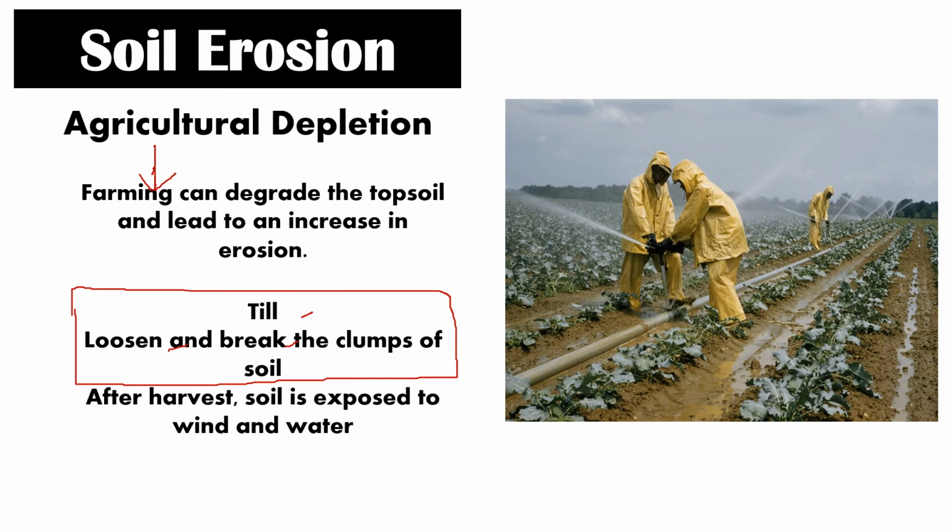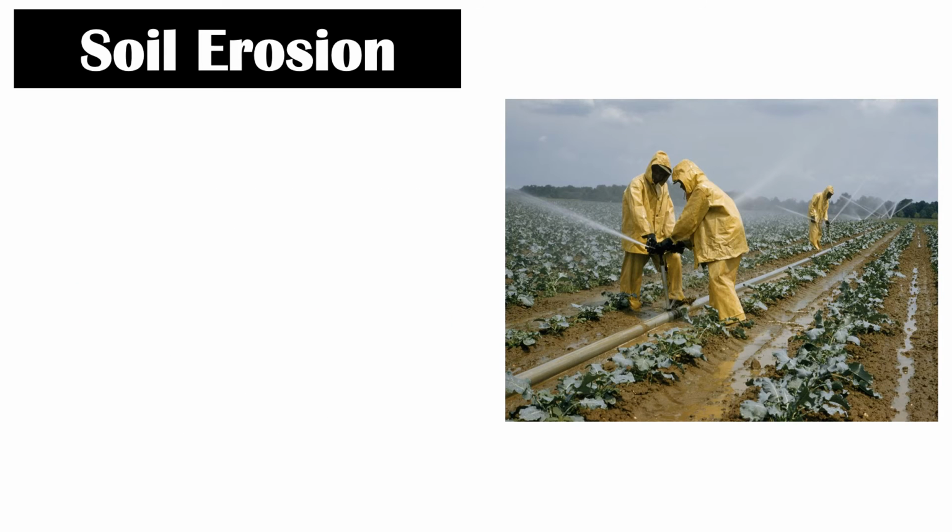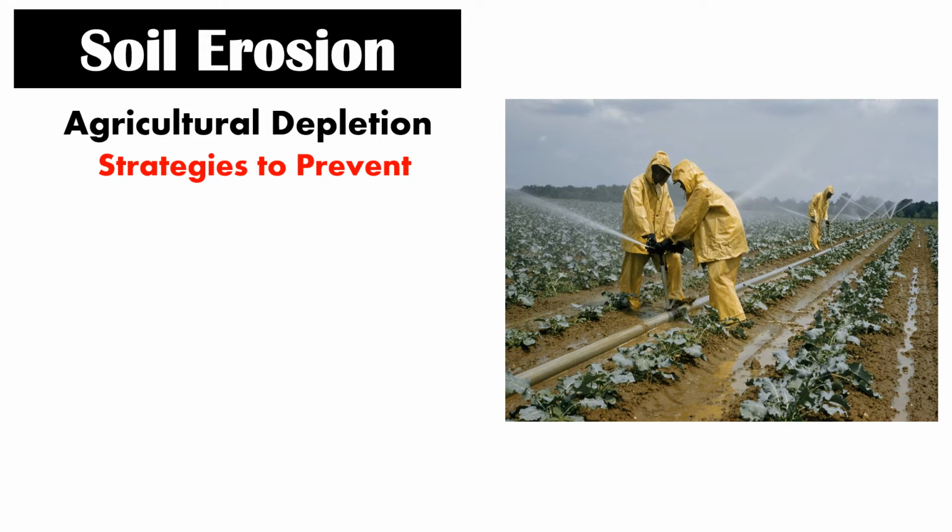And after harvest, some farms are left exposed to wind and water and other elements, the fields themselves. So of course, we speed up the erosion if there is no vegetation. So what are the things that we can do to prevent soil erosion or to lessen the impact of agricultural depletion on our soil erosion?